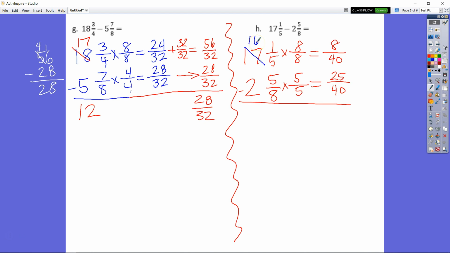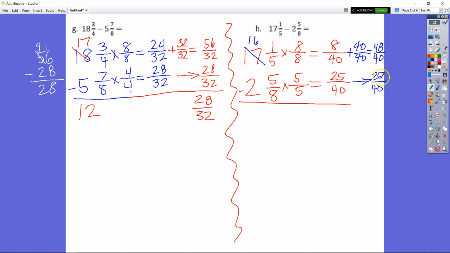Our 17 wholes are going to become 16. The one whole that I'm taking, remember, 16 wholes plus 40 40ths is still equal to 17 wholes, because 40 40ths would be equal to 1. So plus my 40 40ths. The reason why I chose 40 is because that's my unit. Then I have 48 40ths minus 25 40ths.